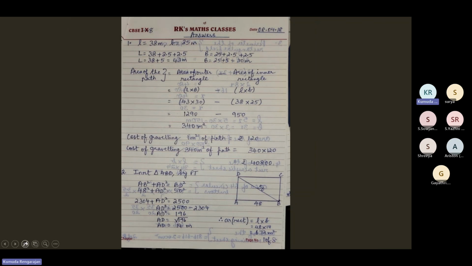So the rectangular lawn is 38 meters by 25 meters. Now this is surrounded externally. That means on the outside.